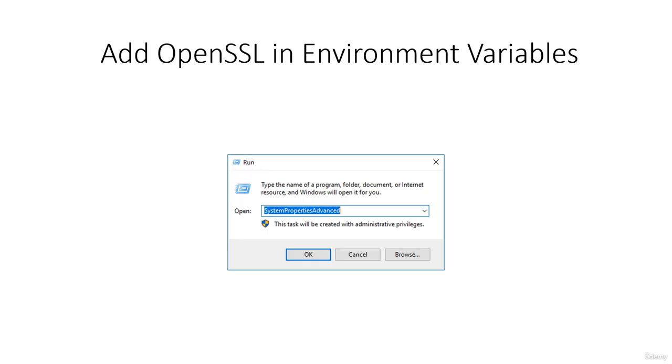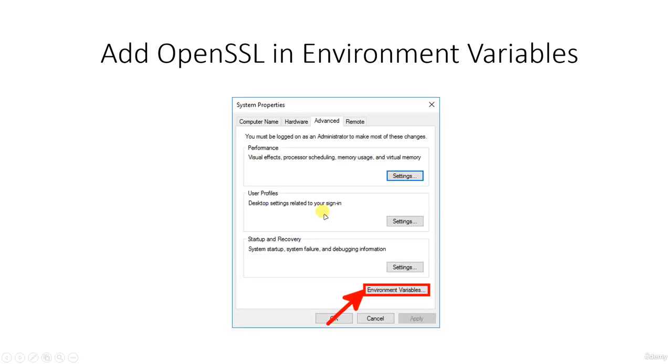Then after that, we have to add OpenSSL in our environment variable. So we will add OpenSSL inside the environment variable. Just go to your Windows machine, search Run, and after opening Run, it will look similar to this. Just simply type system properties advanced. This is the text. Simply type this, and it will open up System Properties. By default, it will show the Computer Name tab. So go to the Advanced tab.